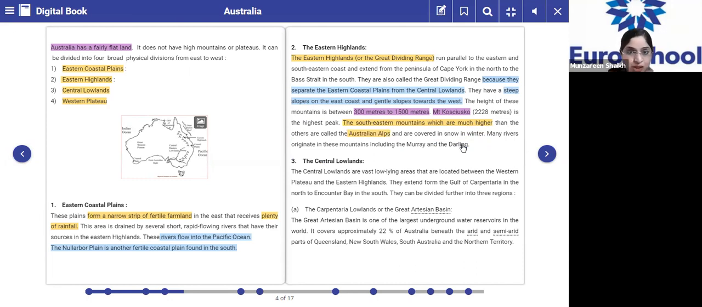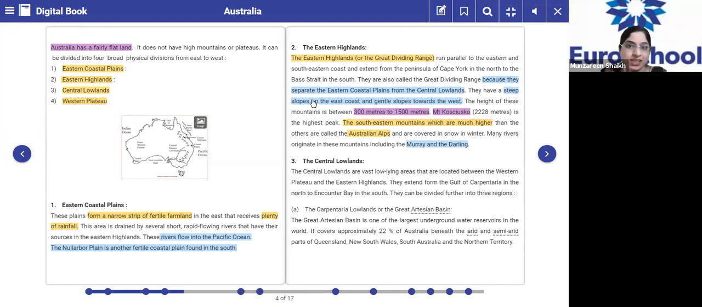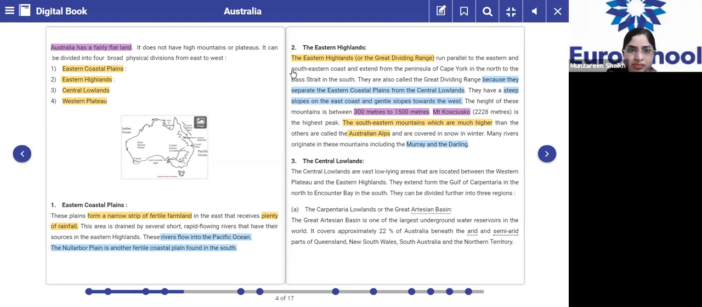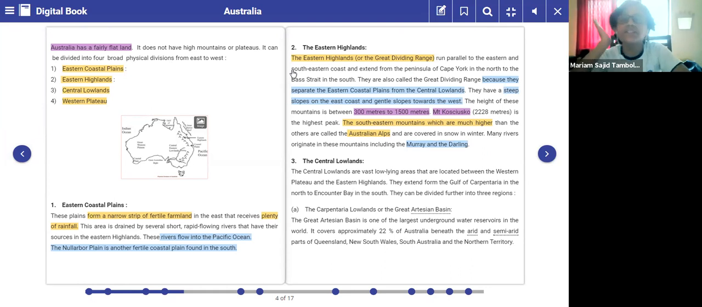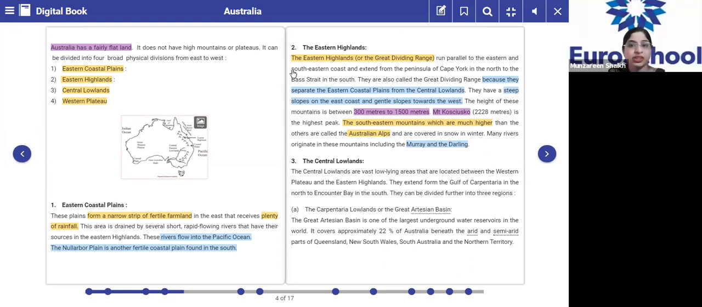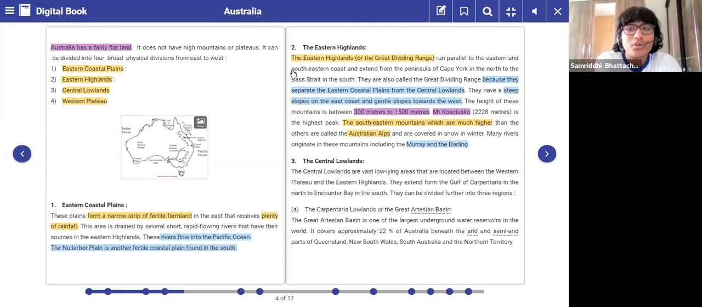So let me ask you a few questions so that I am also satisfied whether you have understood or not. Ready, everyone? Shall I ask? Yes, ma'am. The Eastern Highlands are also called the dash. Great Dividing Range. Why is it called the Great Dividing Range? Because it separates the eastern coastal plains from the central lowlands. Okay. Which direction has a steep slope and which direction has a gentle slope? Steep slopes in the east coast and gentle slope towards the west.